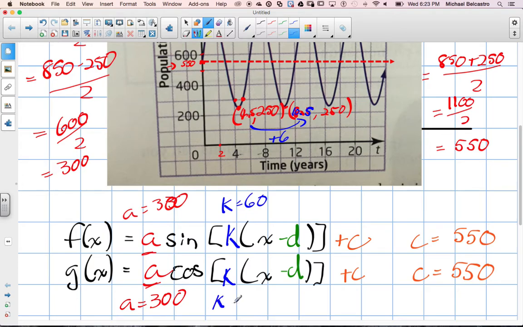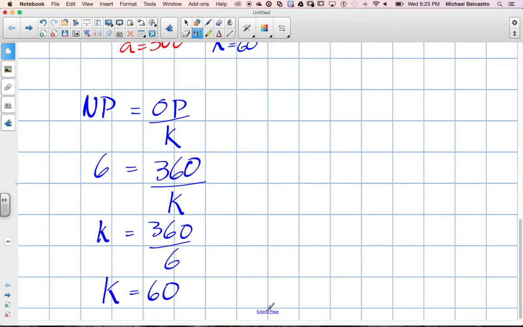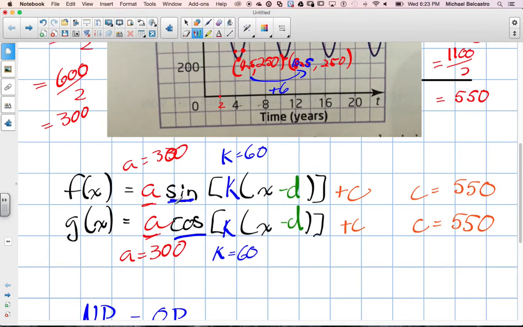Now we're looking at the last thing, and this is the one that's going to be different depending on which function we're working with. What we need to do is take the parent function and input this new period to figure out what our D value is going to be here.